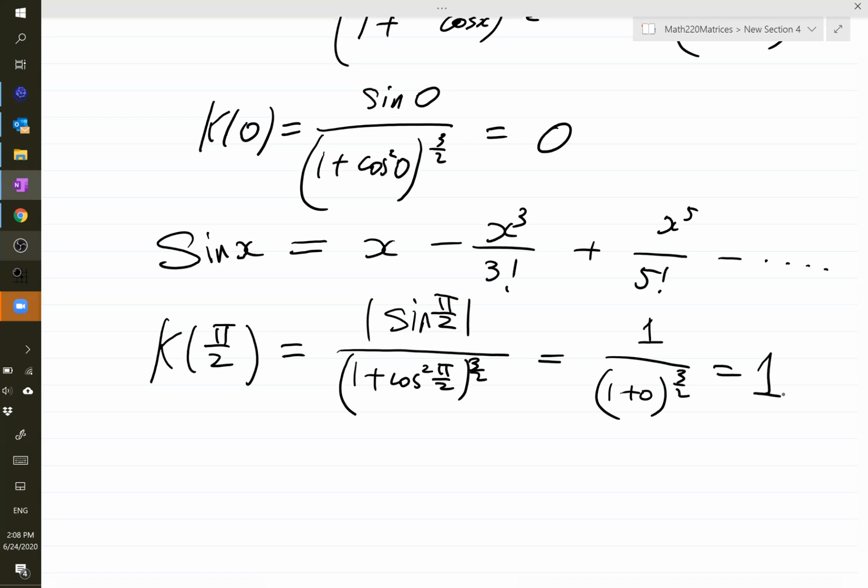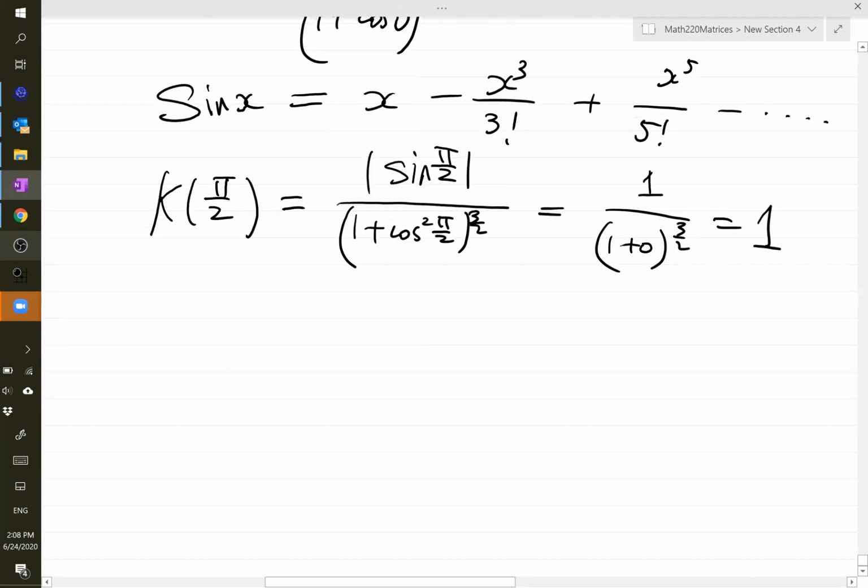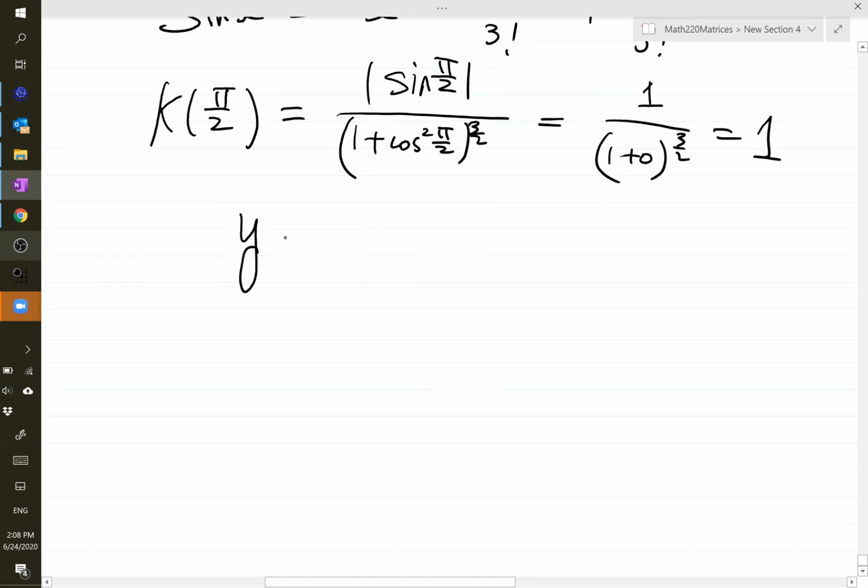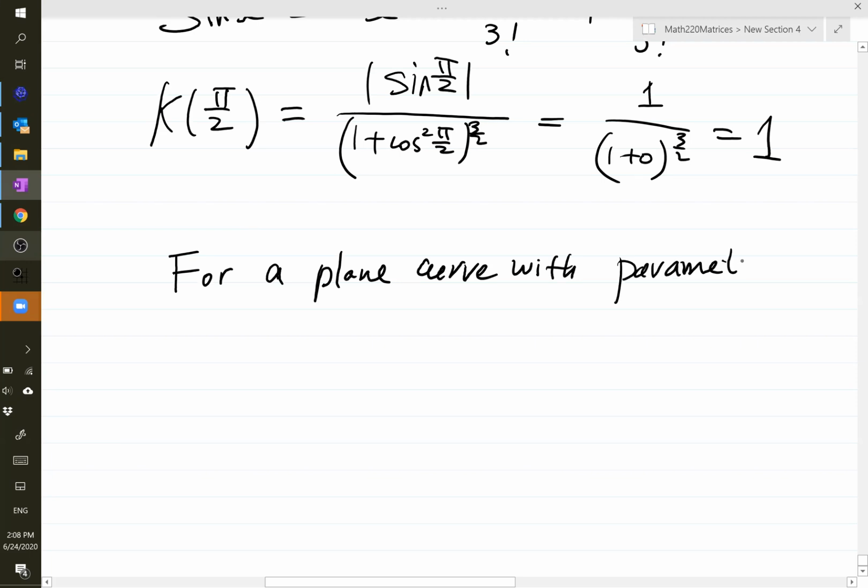Now let's talk about this: not every curve can be written as a graph of a function y equals f of x. Suppose we want to find the curvature of a plane curve, not necessarily a function, with a certain parameter. So suppose the parameterization for a plane curve is x equals f of t, y equals g of t.